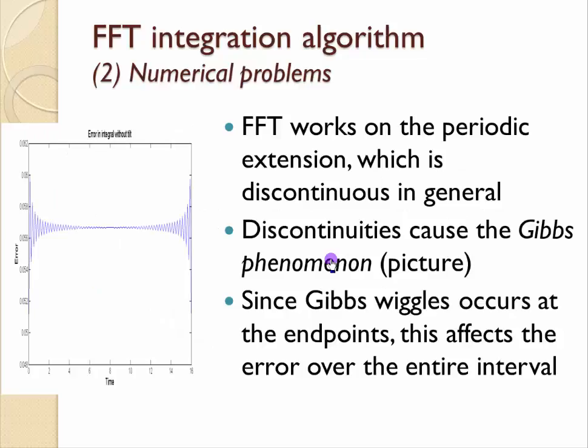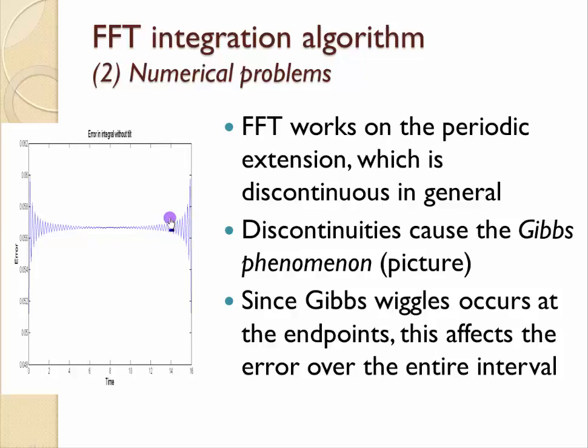Now, there are some problems with FFT. The FFT essentially works on the periodic extension. So if you think of a function on an interval and then you repeat it, when you repeat the function, you'll get something that's discontinuous at the endpoints. So when there are discontinuities, FFT experiences these wiggles. It's called Gibbs phenomenon. So it's not good to take the FFT, IFFT of a discontinuous function.